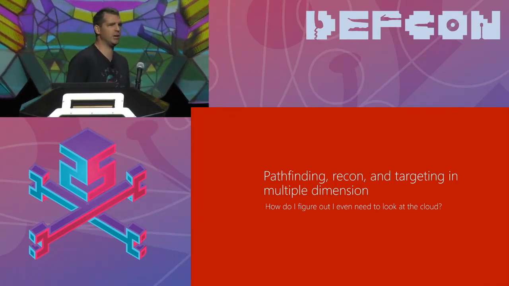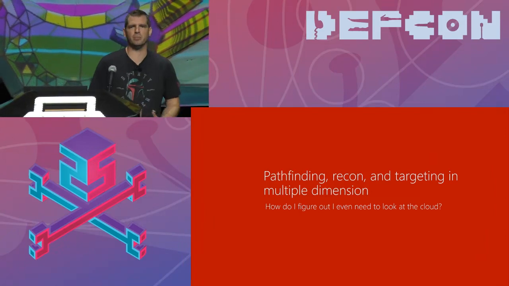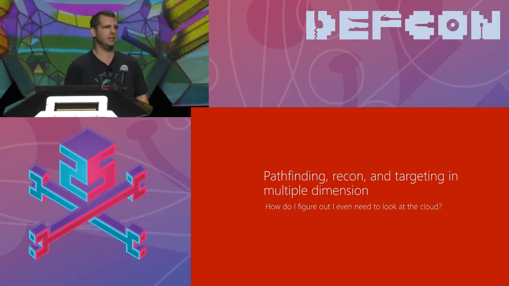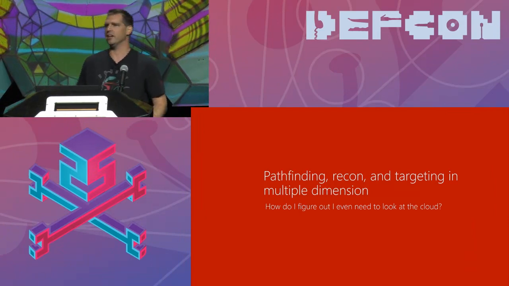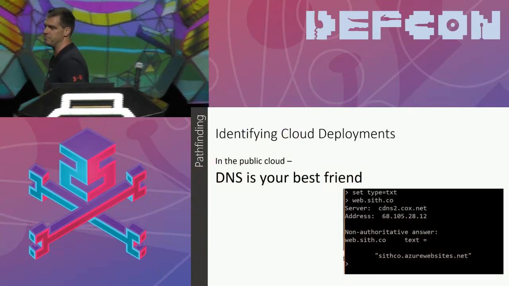So let's look at recon in a cloud-type environment. You have a customer, they've hired you to come in and pen test, red team their environment, and they said, we want to add cloud to the scope. So what does that mean? How do we identify what sort of cloud services they have?